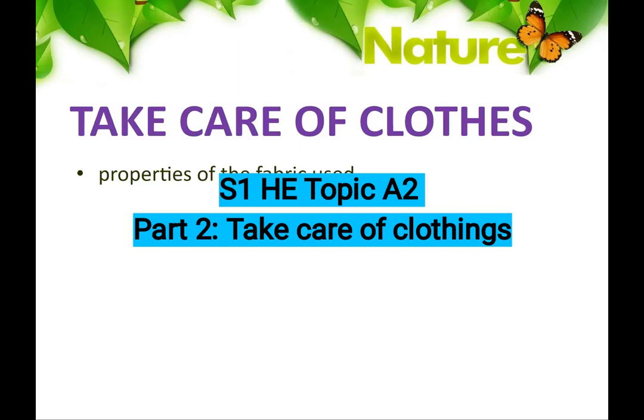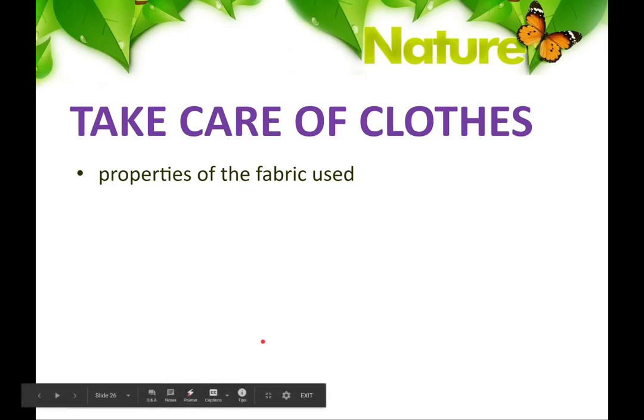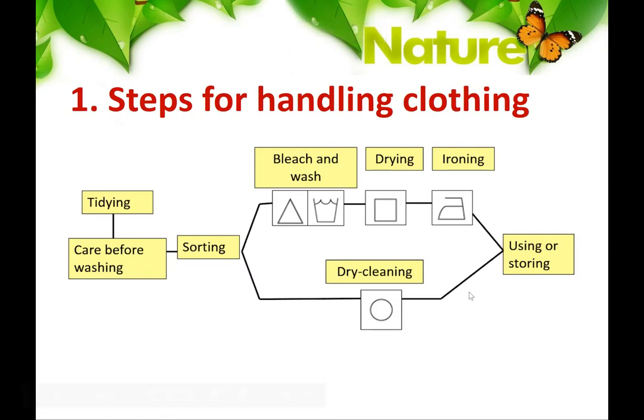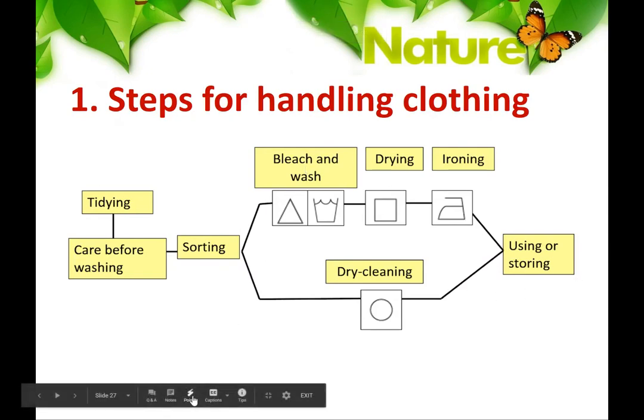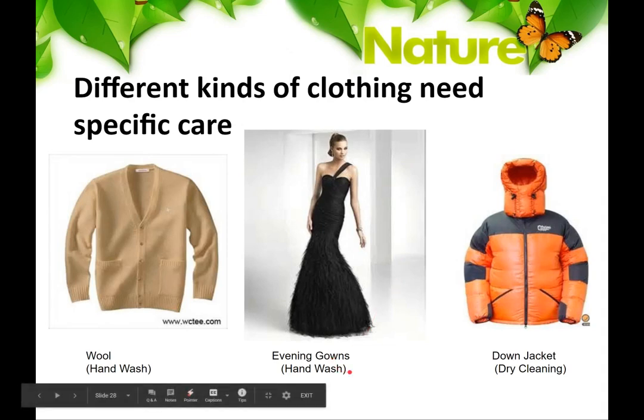Next part, we will study how to take care of clothes after we understand all the properties of the fabric. Students, we know that there are different steps for handling our clothes, for example, bleaching, washing, drying, and ironing. And different kinds of clothing need specific care. For example, evening gowns, we need to wash them by hand or by dry cleaning.